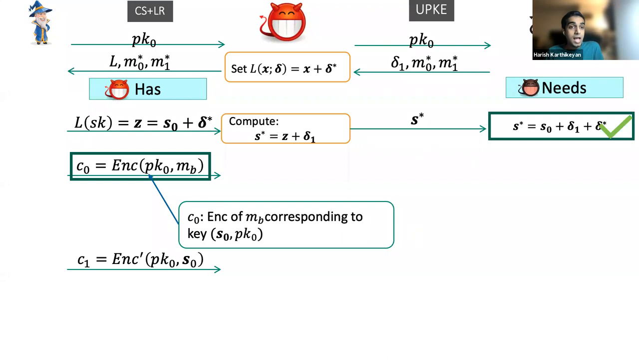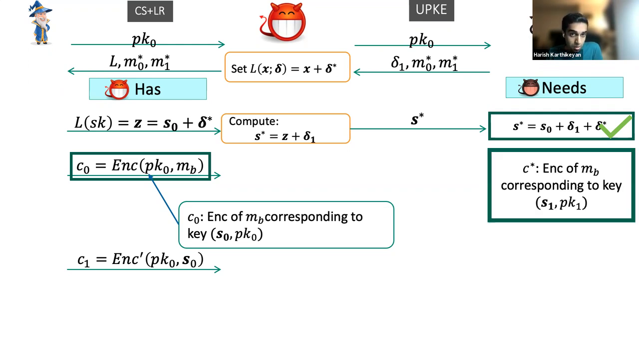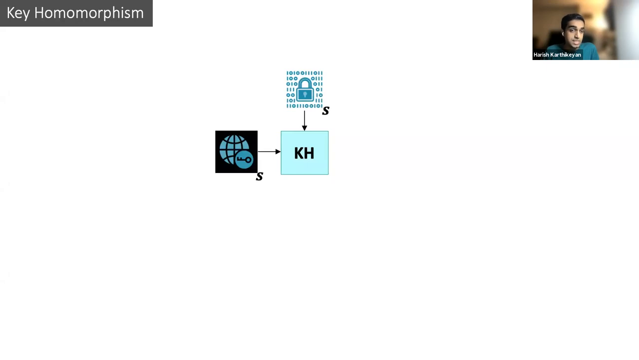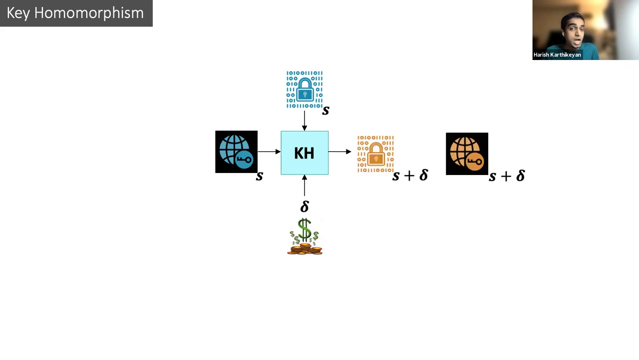So now the red adversary has an encryption of the challenge message MB, subject to a public key PK naught. And this PK naught corresponds to a secret key S naught. However, what the purple adversary needs is an encryption of MB corresponding to the key S1 and PK1. So what we have is a key mismatch. So we need key homomorphism. This is what key homomorphism is: given a ciphertext and public key pair corresponding to a secret key S, it will choose a delta, and it's in a position to generate a public key, ciphertext pair corresponding to the secret key S plus delta.